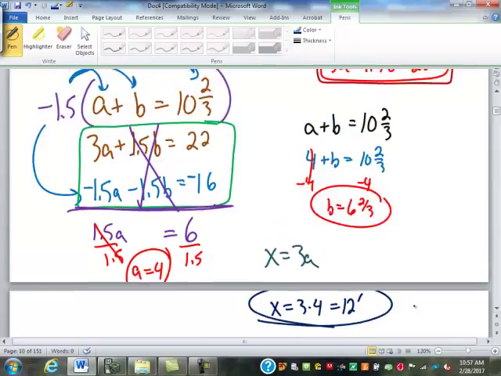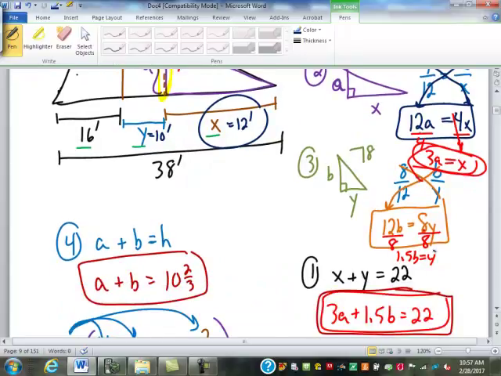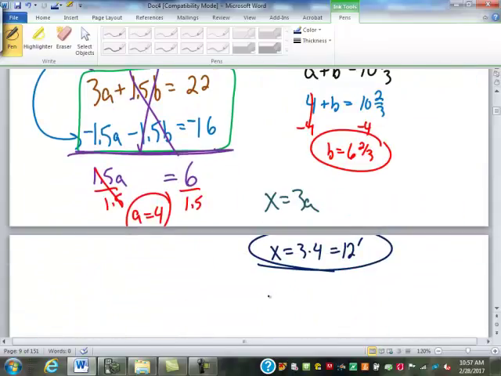So if x is 12 feet, we go up here. X is 12 feet. Y then better be 16, and 12 is 28. That better be 10 feet, correct? Add up to 38. Let's double check it though. Here we say y is 1.5 times b. So y equals 1.5 times b, which is 6 and 2/3. 1.5 times 6 and 2/3 is 10 feet. So y is 10 feet.